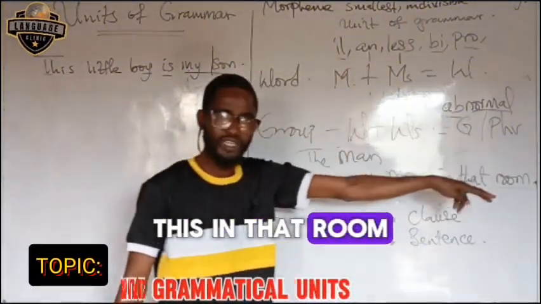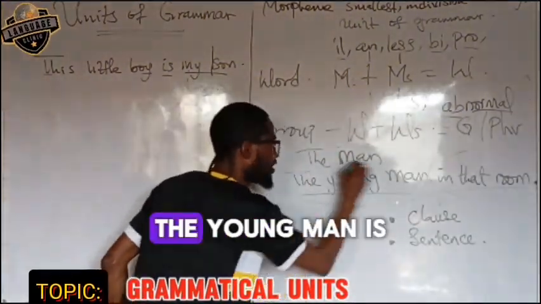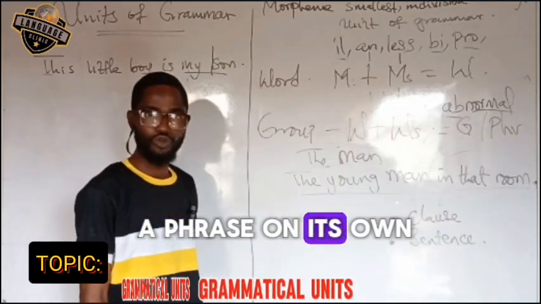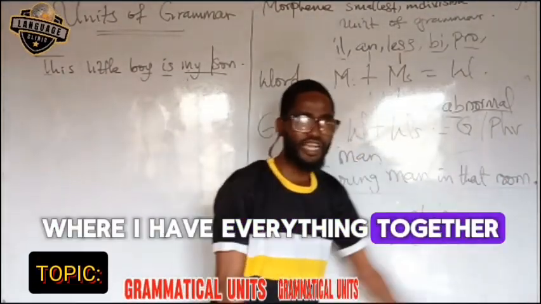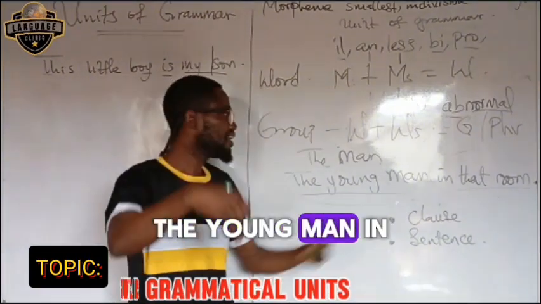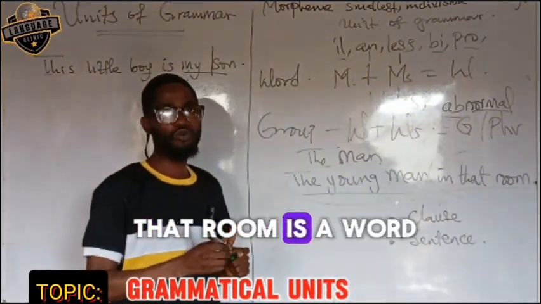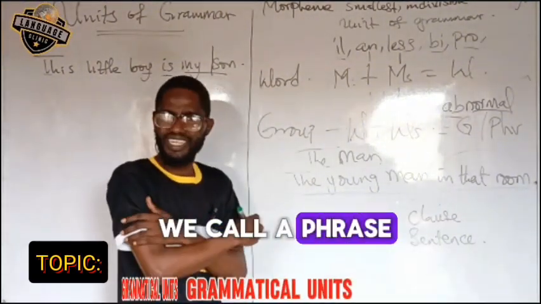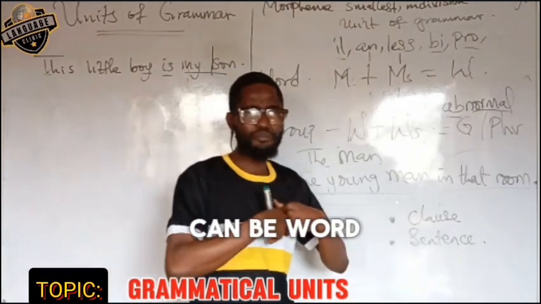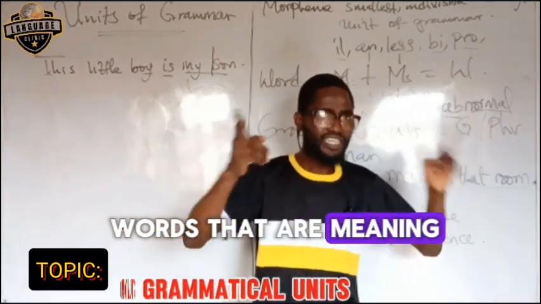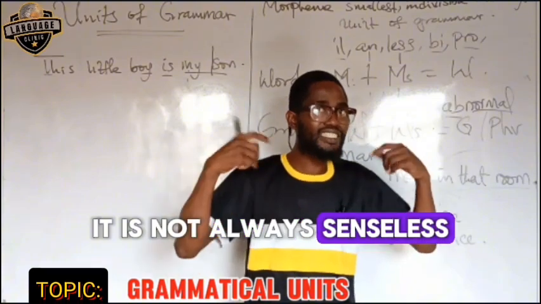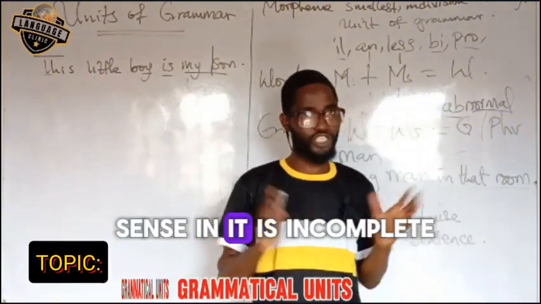In some cases, I can just have this. In that room is a phrase on its own. The young man is a phrase on its own. But in this kind of arrangement where I have everything together, I can simply say what now? The young man in that room is a phrase. So what we call a phrase, it can be a single word and it can be two or more words that carry meaning. It is not always senseless. It makes sense, but the sense in it is incomplete.